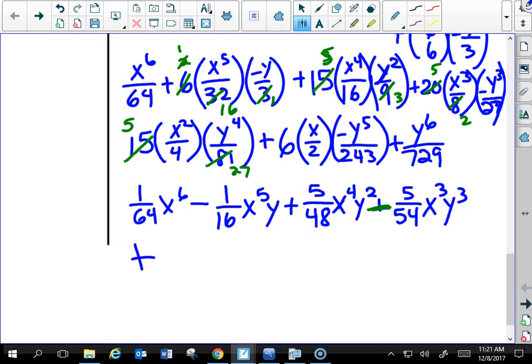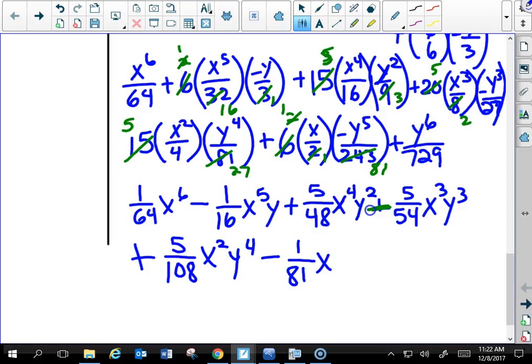And it looks like I get 5 and 4 times 27, so I get 5 over 108. X squared y to the 4th. And minus, yep, that'll turn into a minus. Oh, what can I reduce here? 3 will go into 243, 81 times. 3 goes into 6 twice. And then that'll reduce. And it looks like that all reduces to 1 over 81 x y to the 5th and plus y to the 6th over 729.